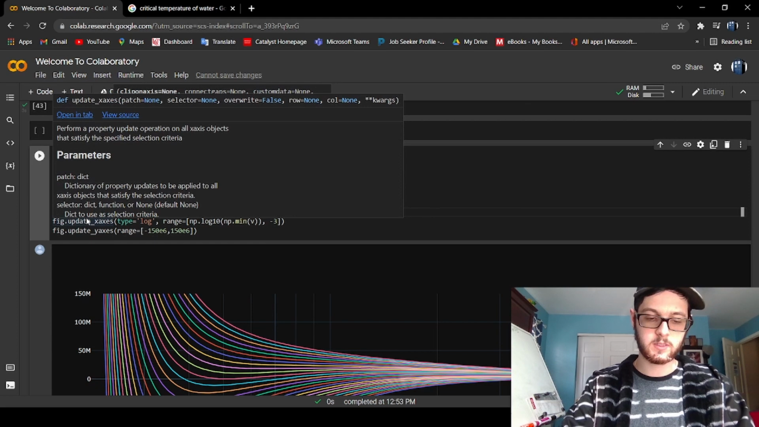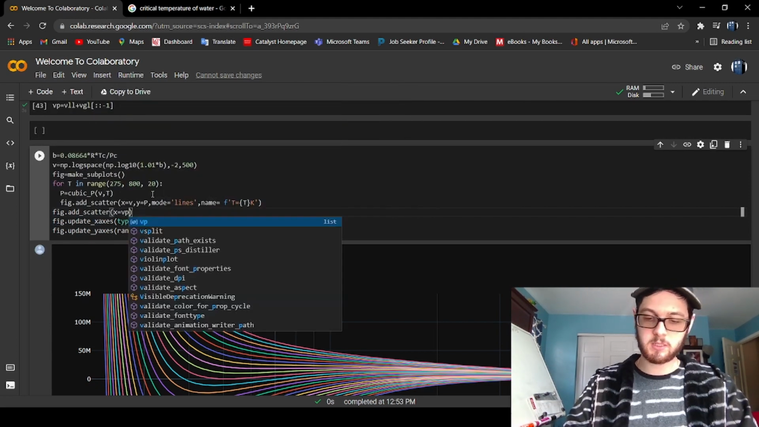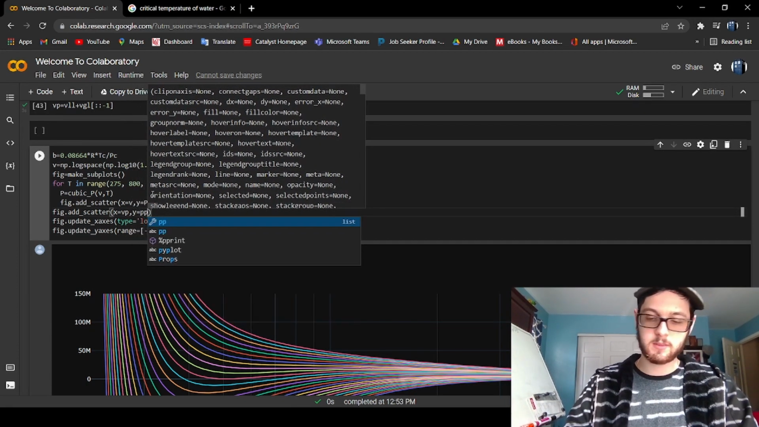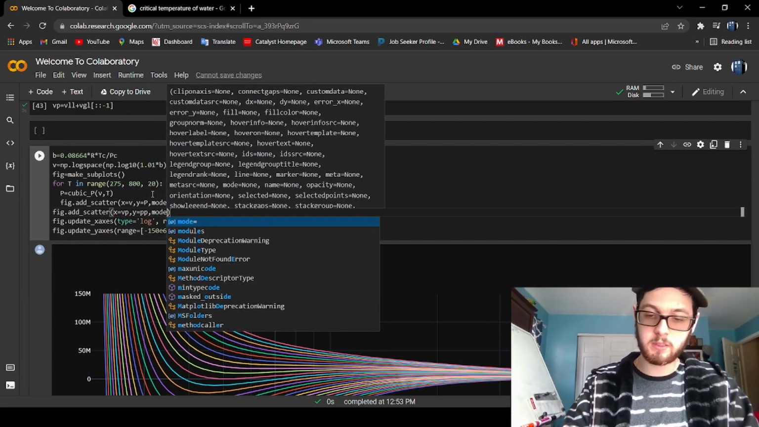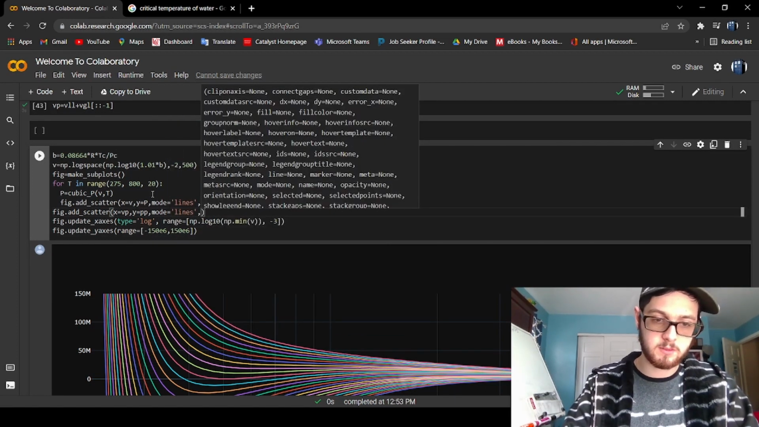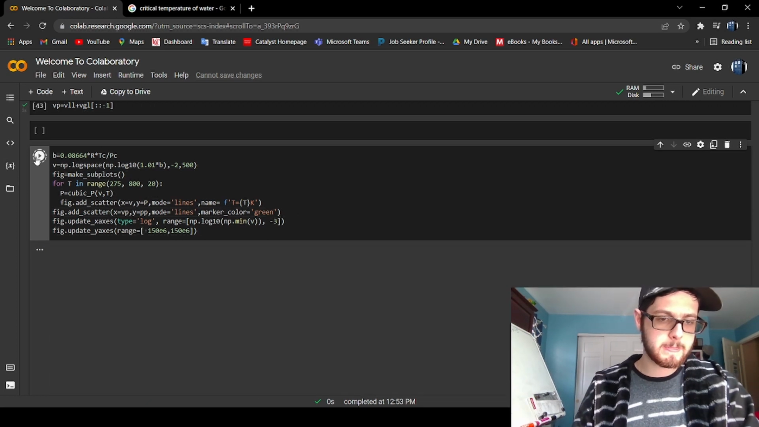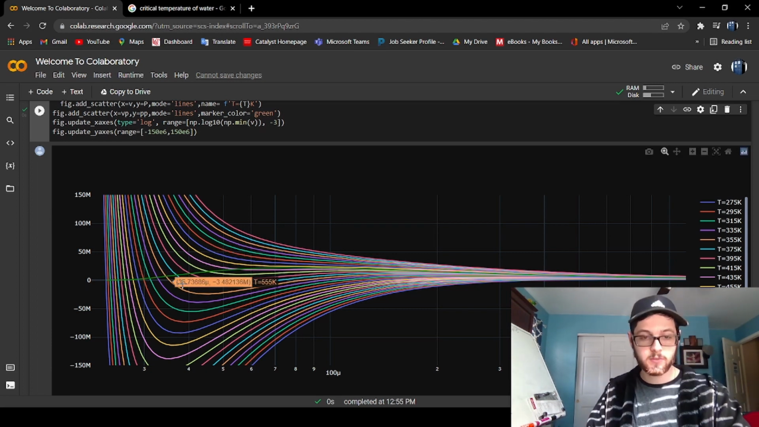and then I want x is equal to our v plot that we just made. Y is going to be equal to our p plot, pressure plot. We want the mode is lines, and we want to make the marker color something we can see, so green. You'd better like green. Yep, there we go.